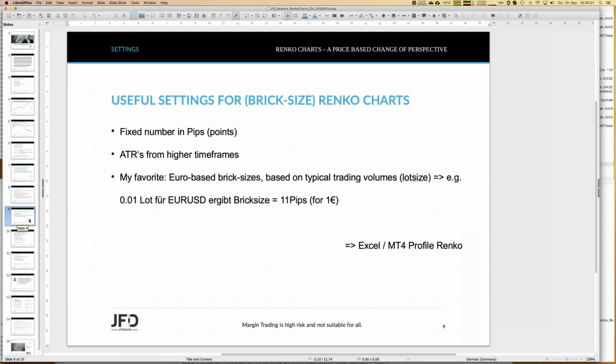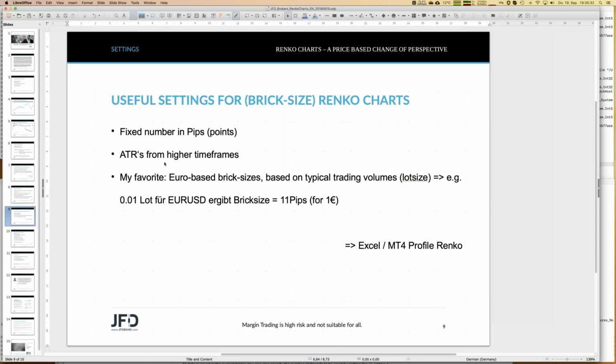There's always one question when it comes to Renko charts: what is a suitable brick size? Because that number we have to enter into any indicator. So that's a good question, and there's no holy grail answer on that. But here are three variants you might go for. And there's one favorite, that's the one I go for.